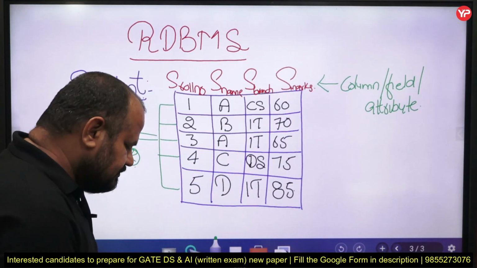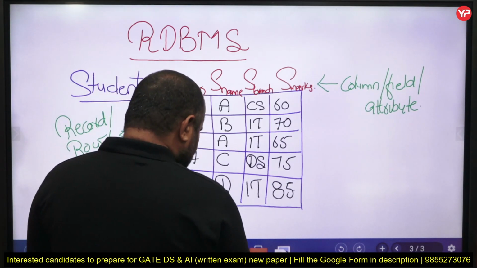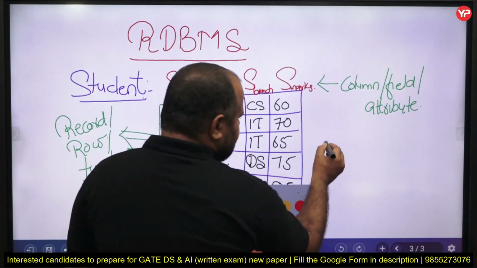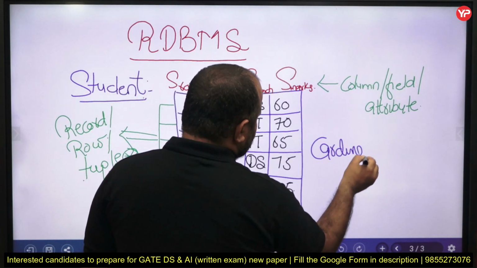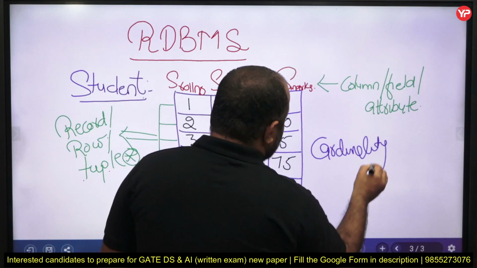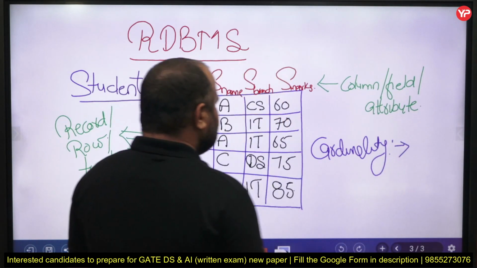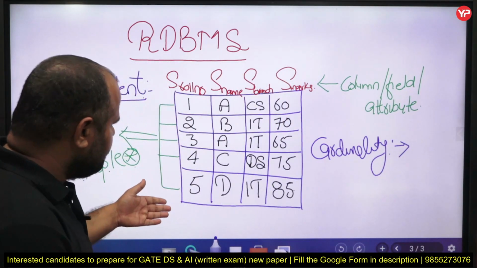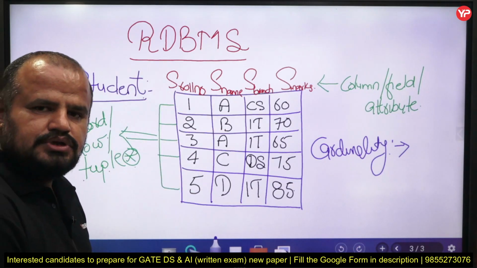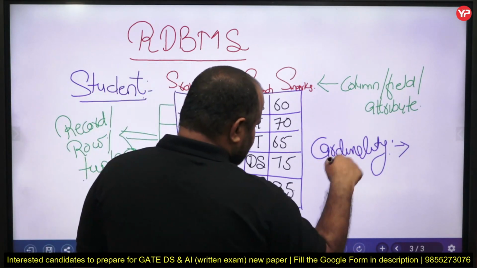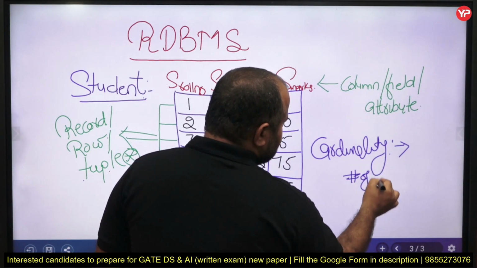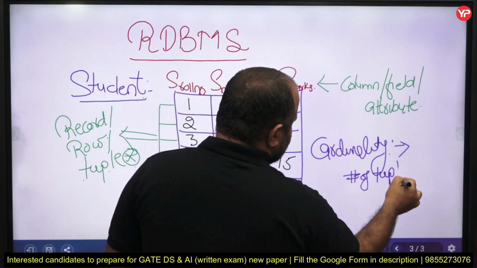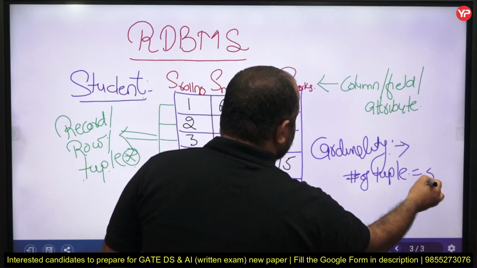Now one more very important term, a question on which has already been asked in GATE, is cardinality. What do you mean by cardinality of a table? Can anyone tell me? Cardinality means the number of rows. So the cardinality of this student table is the number of records, the number of tuples, that is 5.